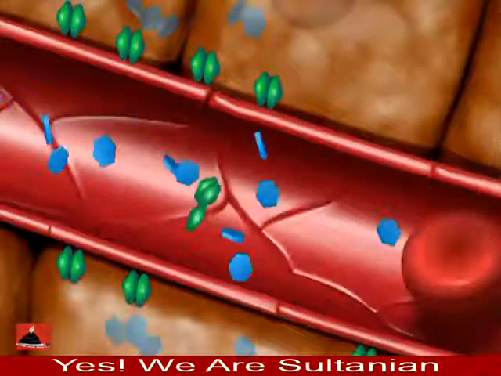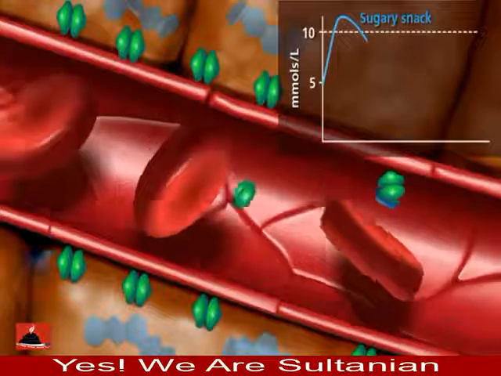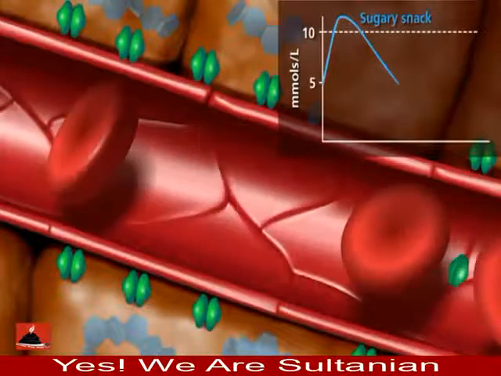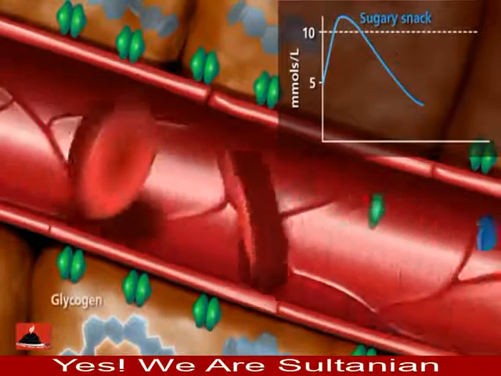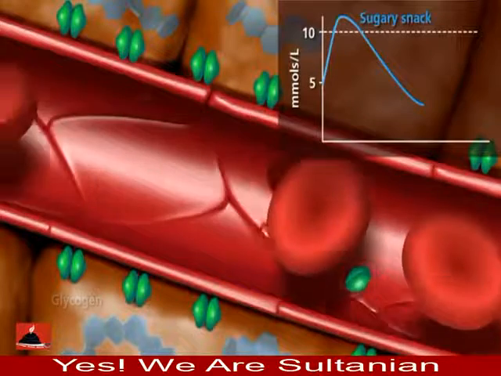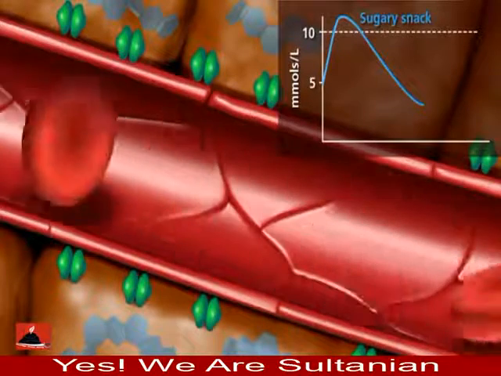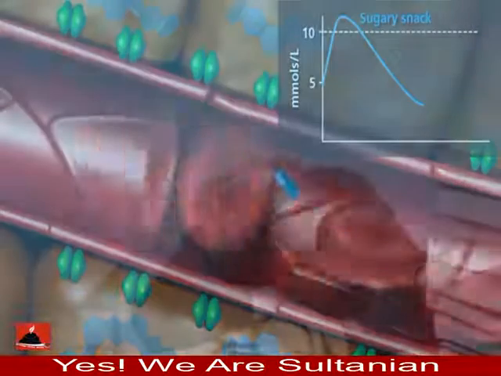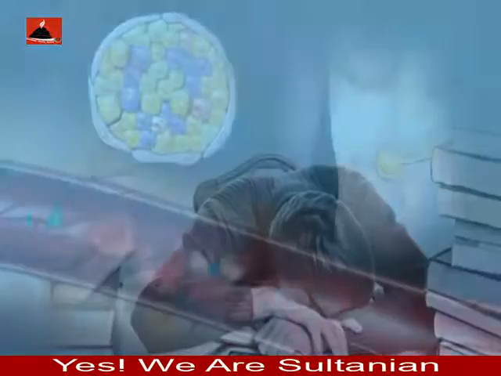Because of this rapid increase of insulin in response to the large amount of glucose from the soda, too much glucose is removed from the blood and stored as glycogen inside liver and muscle cells. As a result, your blood is now glucose deficient, a hypoglycemic condition. This low blood glucose level can cause lightheadedness, fatigue, and hunger.